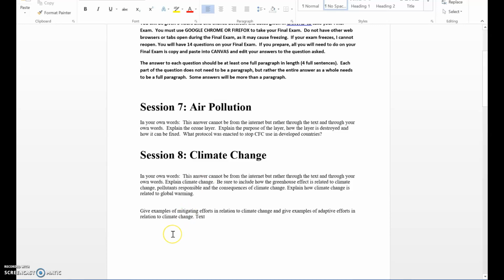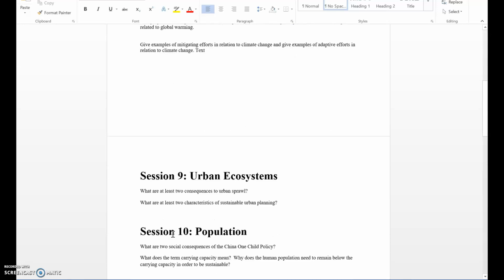The next one is give examples of mitigating efforts in relation to climate change and give examples of adaptive efforts in relation to climate change. I want multiple, so it says give examples, which means more than one. And you can find these answers in the textbook related to the chapter reading on climate change. There are adaptive and mitigating efforts given in the textbook.